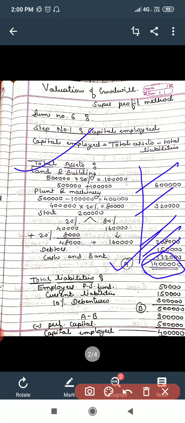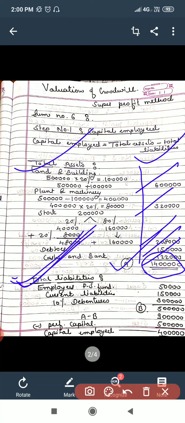Okay, now the next thing required to calculate the capital employed is the total liabilities. So let us start with total liabilities. For the calculation of total liabilities, we will take the liability side of our balance sheet, and we will start from the bottom. The last thing given on the liability side is the depreciation fund on plant and machinery, which we have already considered.